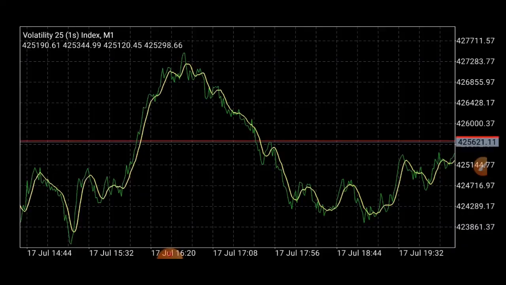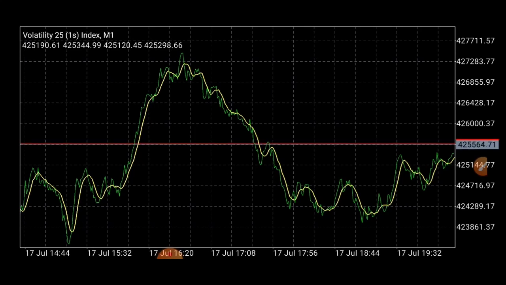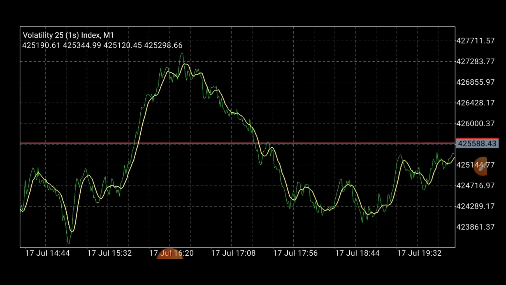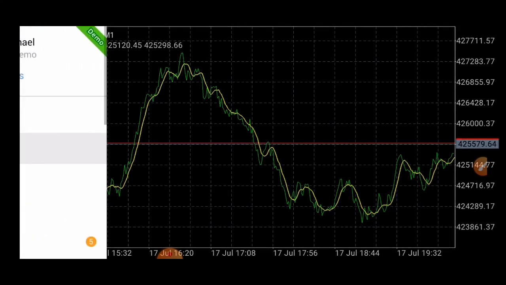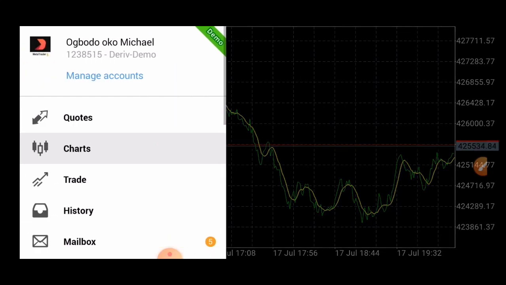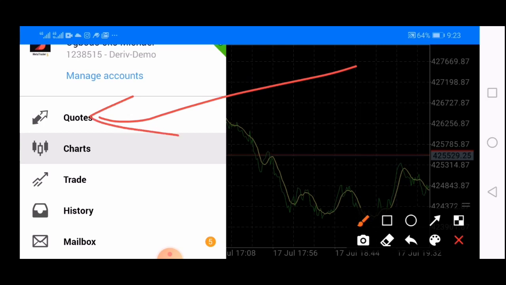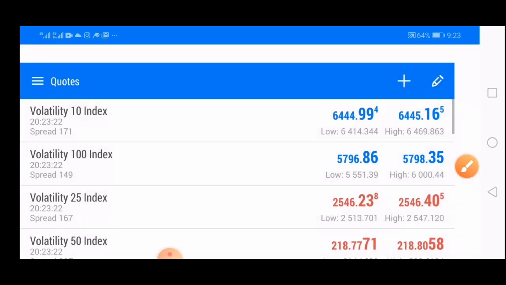So now you understand what hedging is all about, how it works, how it's applied. Now let me tell you a list of assets that best suits this strategy. So let me show you the 5 best synthetic assets that you can apply this strategy on. So this strategy works on other synthetic indices, but I will tell you why this 5 asset is the best for this strategy. So let me go to the quote section of this MetaTrader 5 platform, so that I'll show you the assets. So this is the quote. I'll just click on this quote button right here.